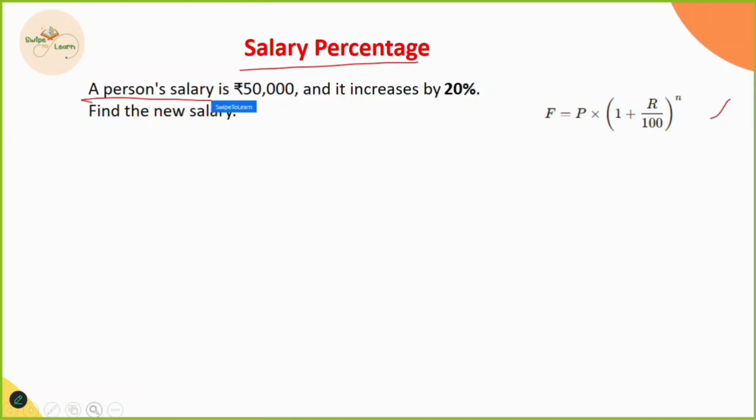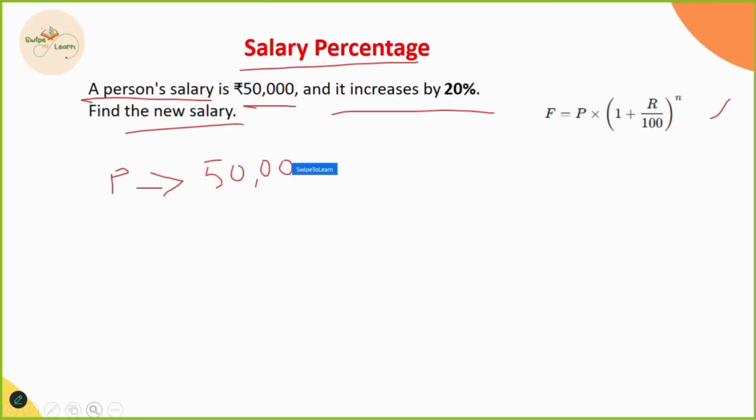A person's salary is 50,000 and is increased by 20%. Find the new salary. Initial salary is denoted by P, so P equals 50,000. And there is an increase of 20%. The percent of increase is denoted by R, whether increased or decreased. R equals 20% increase. Increase means we'll write plus here, so plus 20. Now we'll substitute this in our formula.